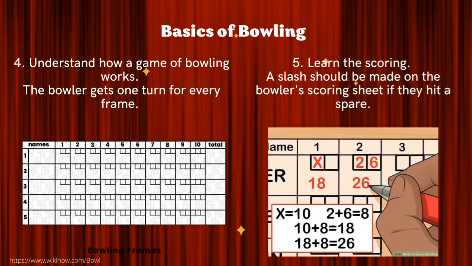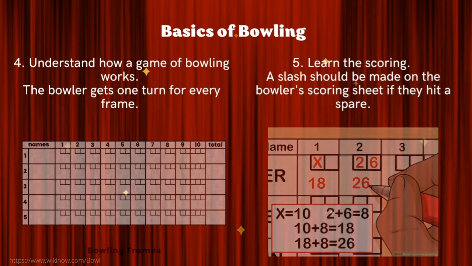Fourth, understand how a game of bowling works. The bowler gets 1 turn for every frame. The bowler's goal is to remove as many pins from the frame as they can, ideally all of them. Fifth, learn the scoring. A slash should be made on the bowler's scoring sheet if they hit a spare. They will be awarded 10 points after their subsequent turn in addition to as many pins as they managed to knock down.